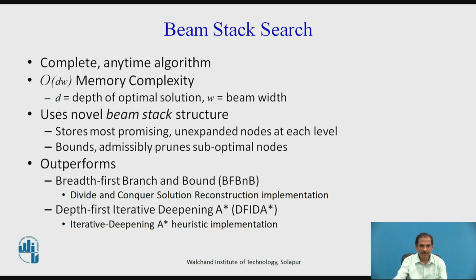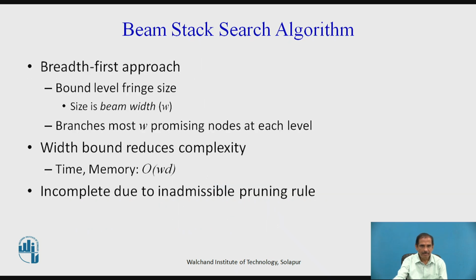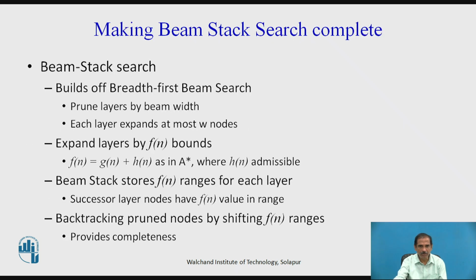It outperforms algorithms like depth first branch and bound, depth first iterative deepening A star, and the breadth first approach, because it uses a fringe the size of its width, and branches that lead to W promising nodes at each level. The width bound reduces the complexity, and hence we now have a memory complexity of O of W into W, and it is incomplete due to the inadmissible pruning rule.